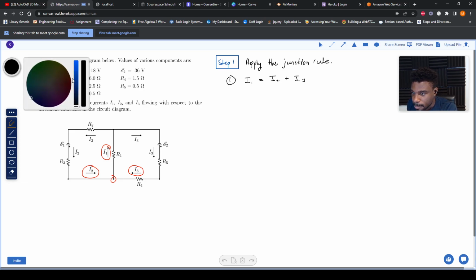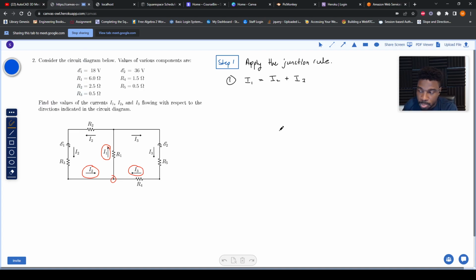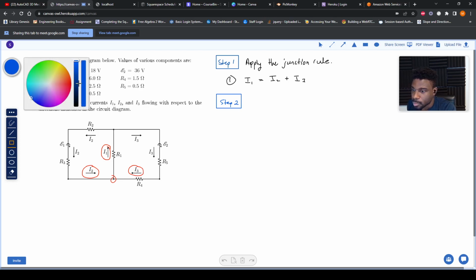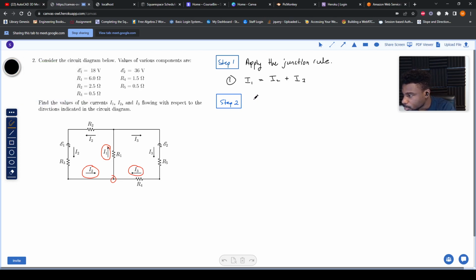So our second step involves applying what's called the loop rule. So we're going to say step 2 is to apply the loop rule. So what exactly is the loop rule? Do you have any idea of what it could be?